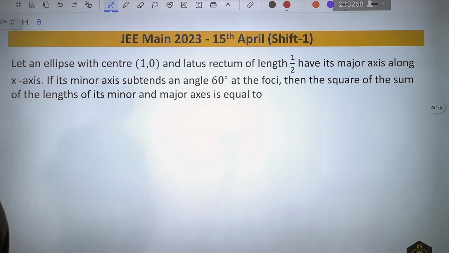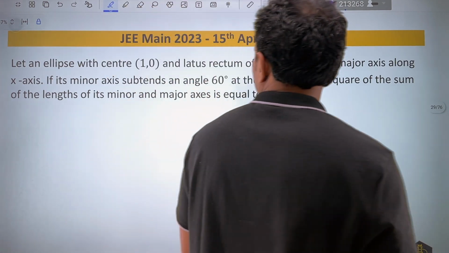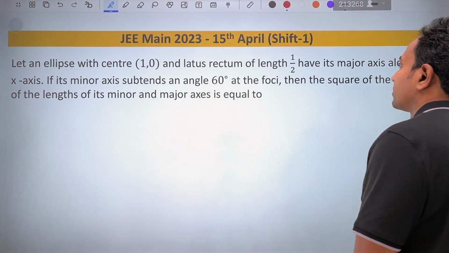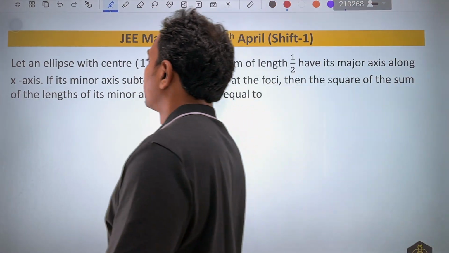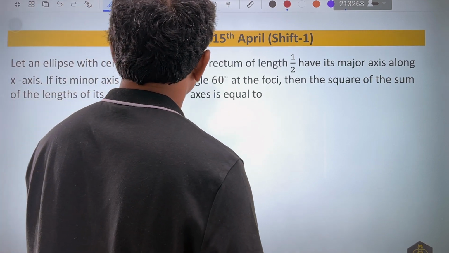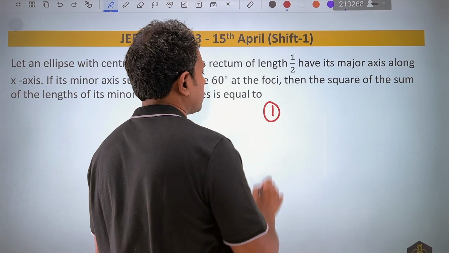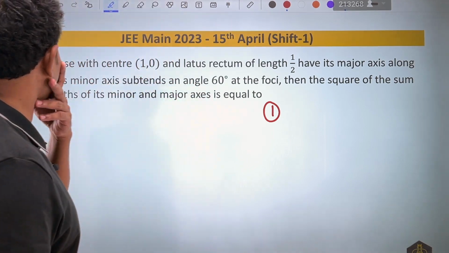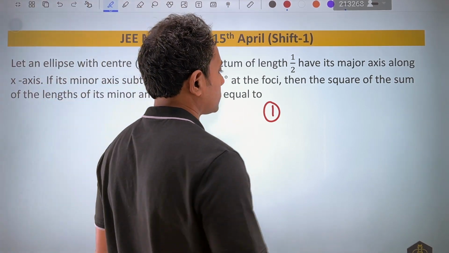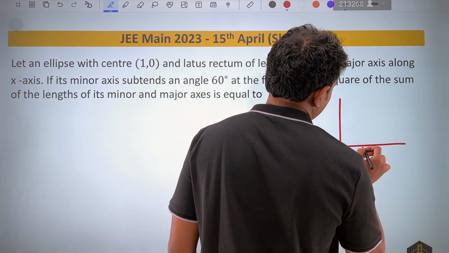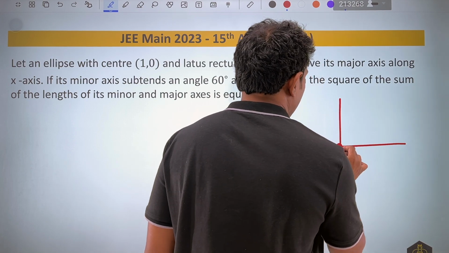Now this 2023 question says: let an ellipse with center 1, 0, latus rectum 1 by 2 have its major axis along the x-axis and minor axis subtending 60 degrees. Let us try and solve this question. The question says that the ellipse has center 1, 0. So you can see that now this is not the center. The center is at 1, 0.